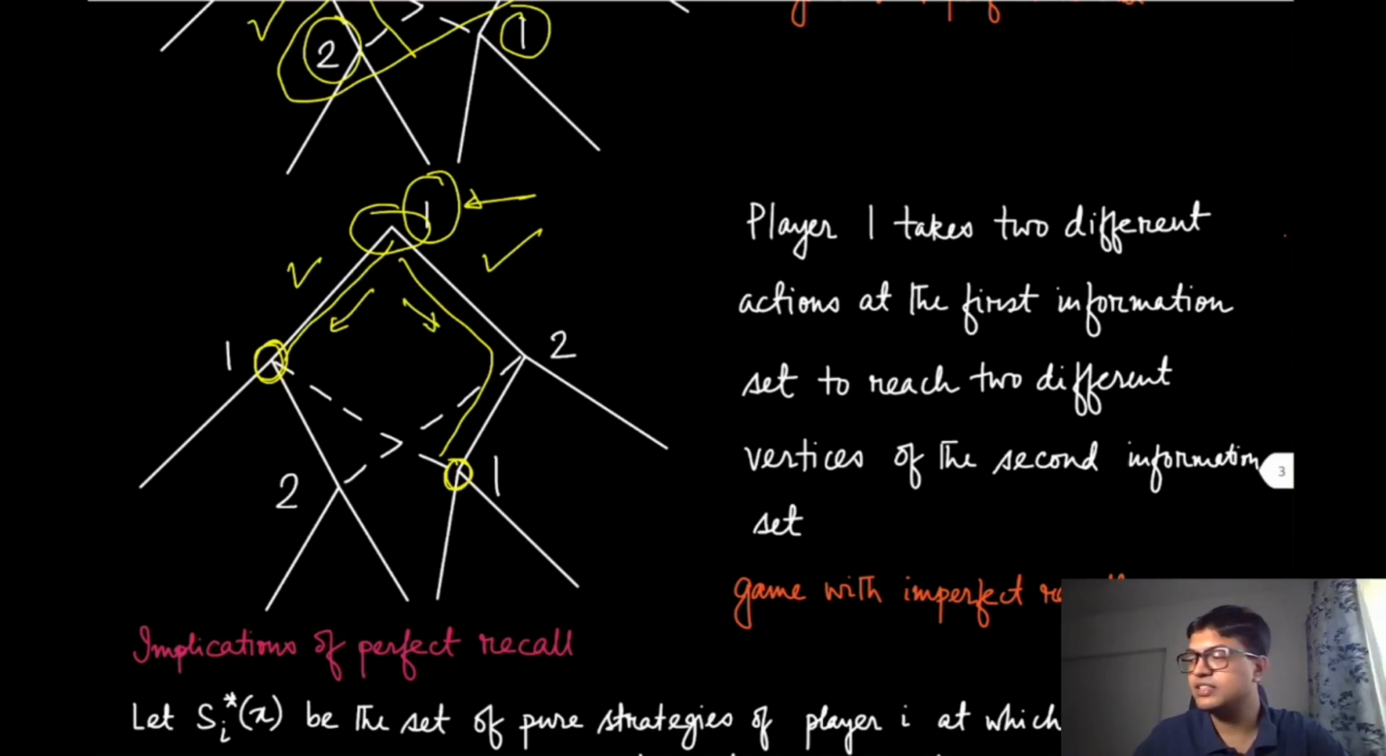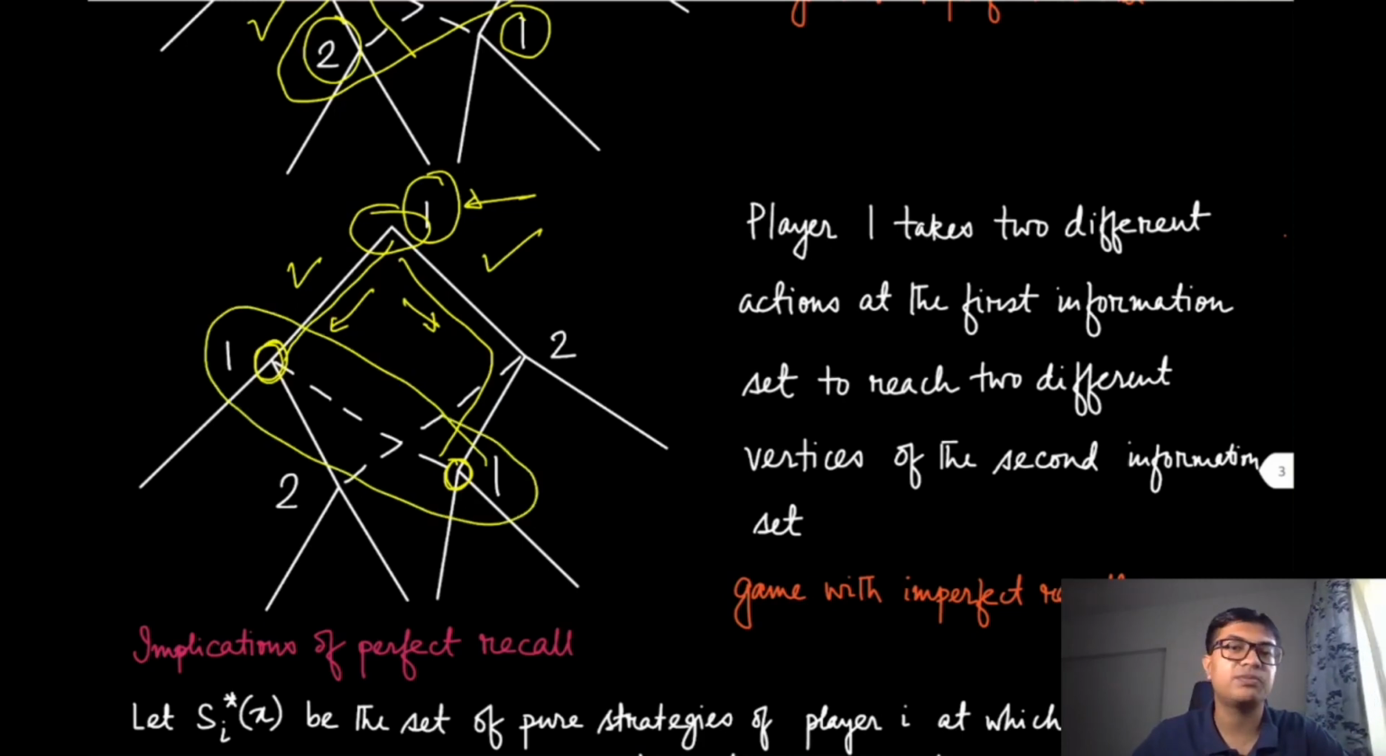In some sense, as we have shown in the previous example as well, this player 1 is actually forgetting which action it has played. So that is why it is in this information set. It is forgetting what action it has picked in its previous round, and that is not allowed according to the definition of perfect recall.